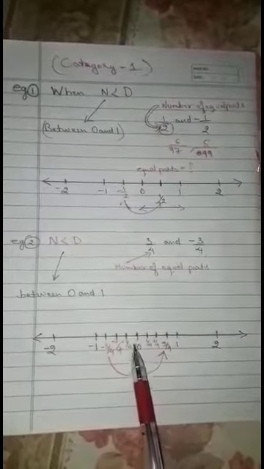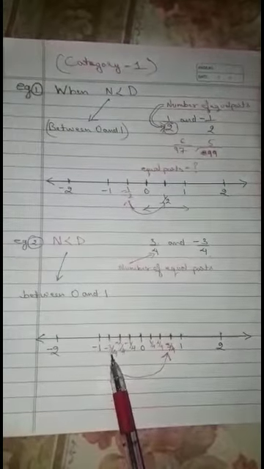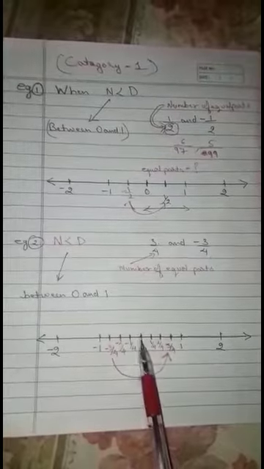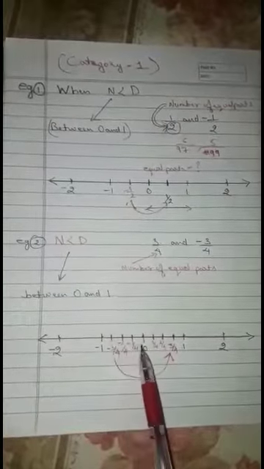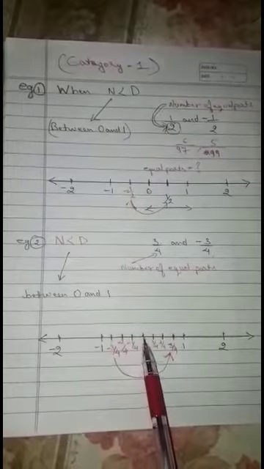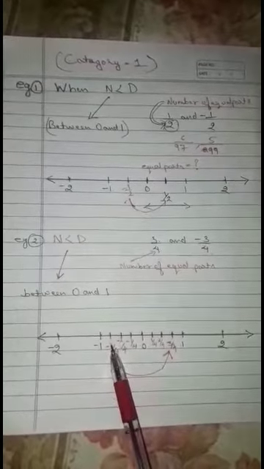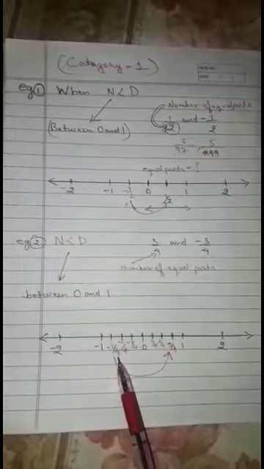In the same way, we'll plot minus 3 upon 4 on the number line also. This length will be divided into 4 equal parts by drawing 3 lines. We'll again count 3 from here, 1, 2, 3. 3 parts over here, so minus 3 upon 4.